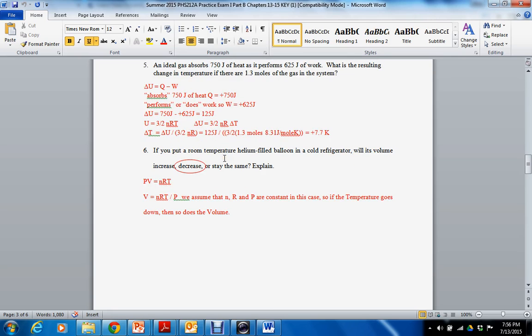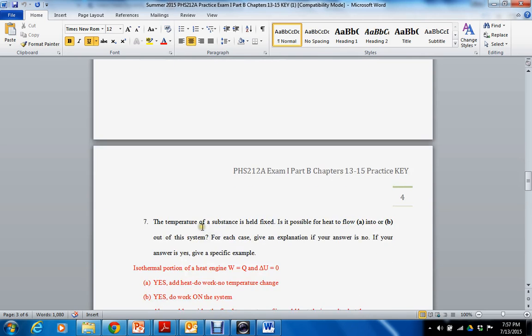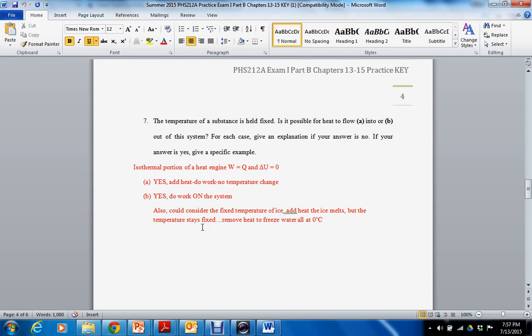Hey, if you put a room temperature helium-filled balloon in a cold refrigerator, will its volume increase, decrease, or stay the same? Well, if it starts off at a high temperature and goes to a cold temperature as it reaches thermal equilibrium, then volume equals nRT divided by P. If we assume that n, R, and P are constant, then if the temperature goes down, so does the volume. So it would decrease.